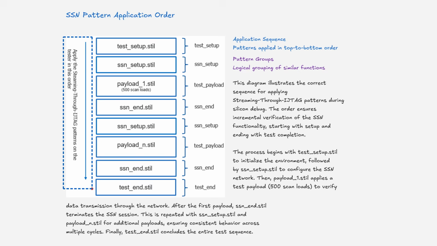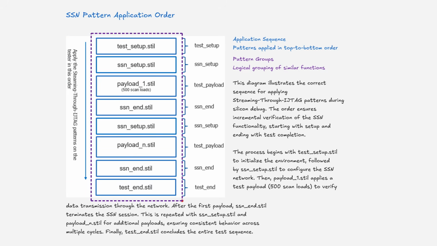This diagram illustrates the correct sequence for applying streaming through IJTAG patterns during silicon debug. The order ensures incremental verification of the SSN functionality, starting with setup and ending with test completion. The process begins with test setup.stil to initialize the environment, followed by SSN setup.stil to configure the SSN network. Then payload1.stil applies a test payload, 500 scan loads, to verify data transmission through the network.